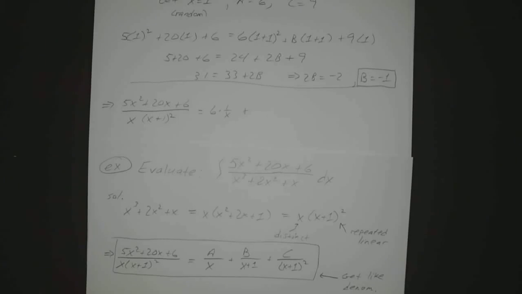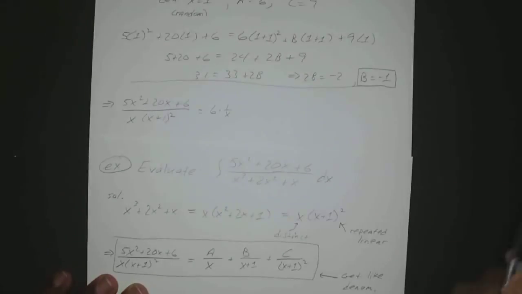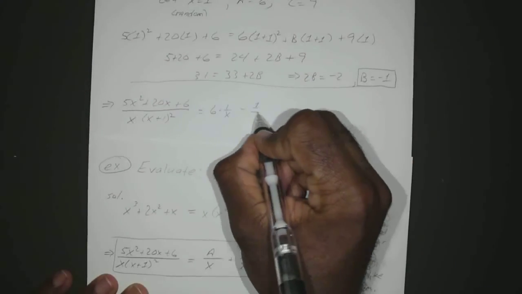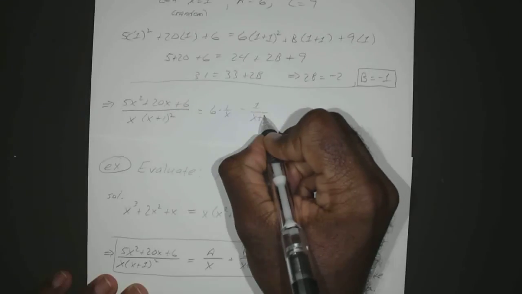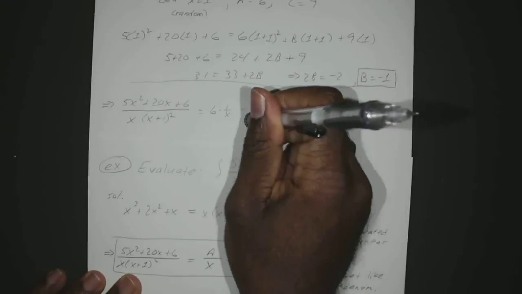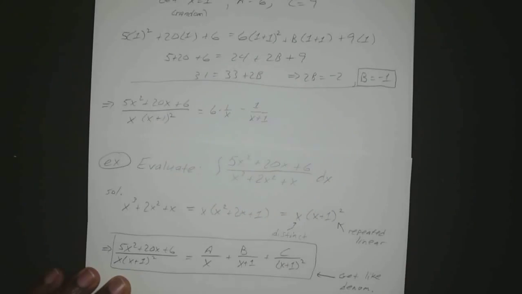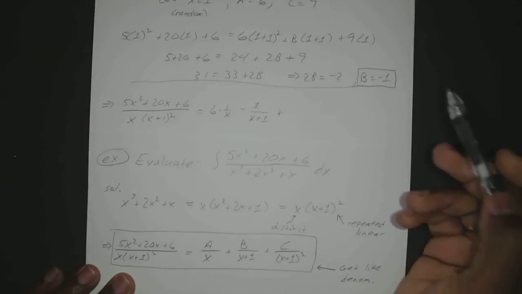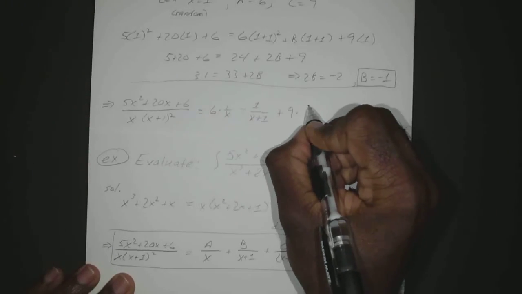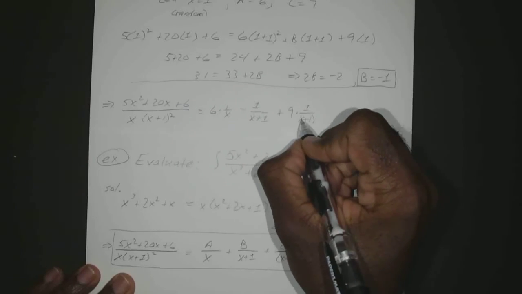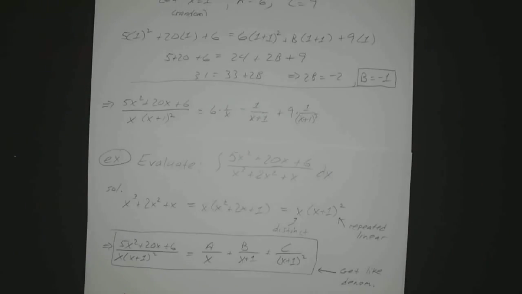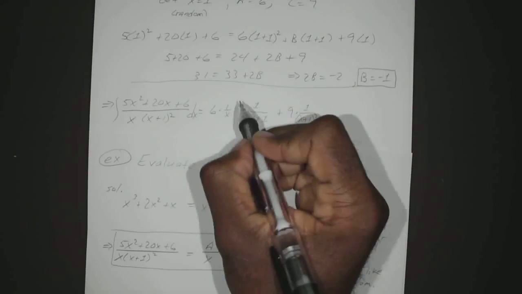Okay, so b over x plus 1, so our b is negative 1, so we can make that minus 1 over x plus 1. Plus c over x plus 1 squared. So that would be plus c, so that's 9 times 1 over x plus 1 squared. Okay, and we can go ahead and actually just integrate from there instead of rewriting everything.